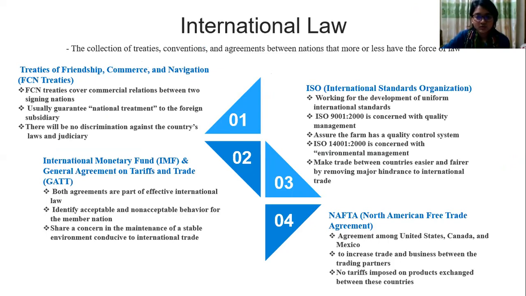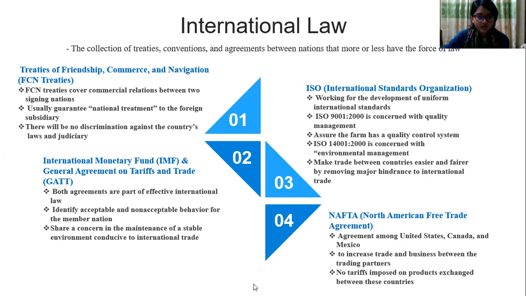International law. International law can be defined as the collection of treaties, conventions, and agreements between nations that more or less have the force of law. Treaties of friendship, commerce, and navigation, FCN treaties. FCN treaties of commercial relation between two signing nations. It usually guarantees national treatment to the foreign subsidiaries, so there will be no discrimination against the country's laws and judiciary.